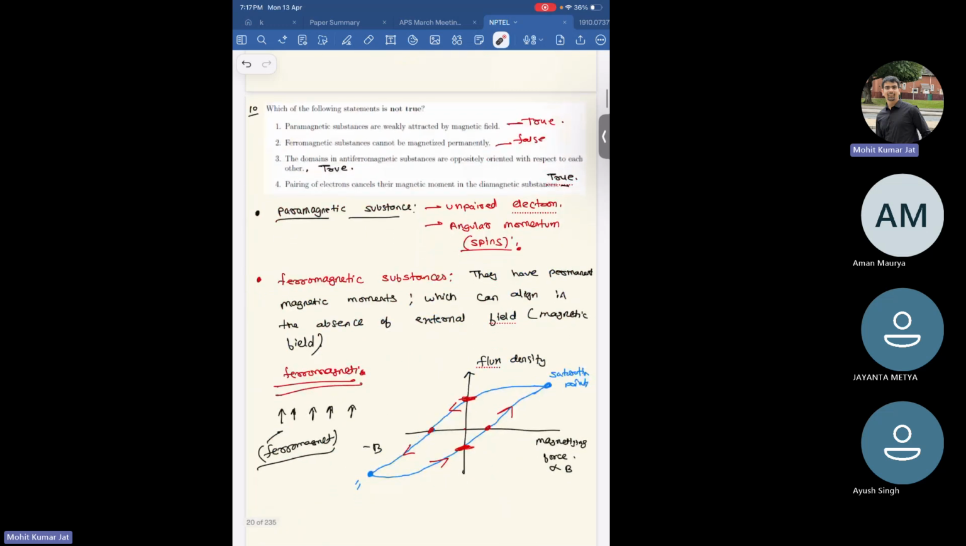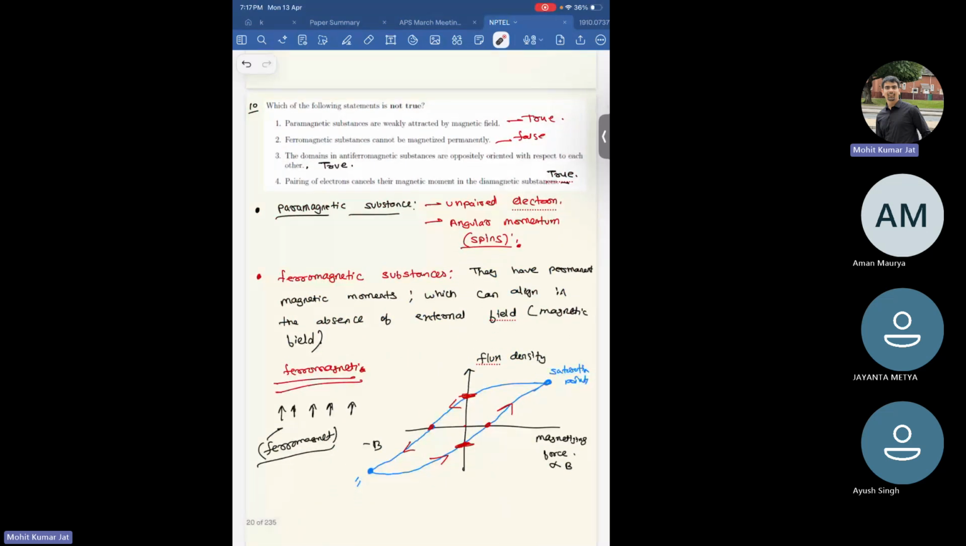And then which of the following statements is not true? Paramagnetic substances are weakly attracted by a magnetic field. This is true, right? Because paramagnetic are the ones in which, if you keep them in a magnetic field, their spin polarizes, and because of that magnetization appears. So they are attracted by a magnetic field. Ferromagnetic substance cannot be magnetized permanently. False. Ferromagnetic are the ones which can be magnetized permanently. That's where the name ferromagnetic comes from.